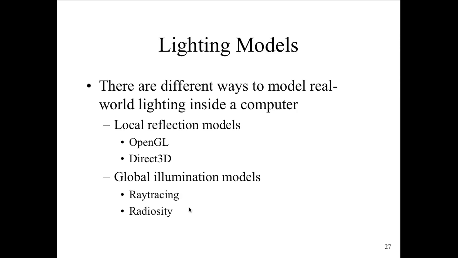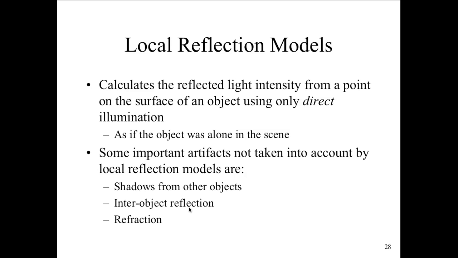So we have some global illumination models with ray tracing and radiosity, which I'm going to talk about a little bit later as well. Local reflection models calculate the reflected light intensity from a point on a surface of an object using only direct illumination. So this is a reflection from a point, as if the object was alone in the scene.